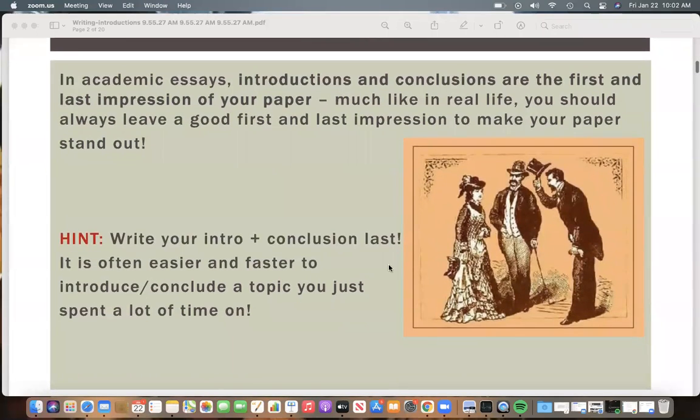So I've said this a lot of times. If you write your intro and conclusion last, it's often a lot easier and faster to introduce a topic you just spent a lot of time on. I usually do write the conclusion as it comes, but typically I will do a bit of pre-writing first, and that's something I always encourage you guys to do just because it's so much easier to write a developed essay when you know what you're going to say.